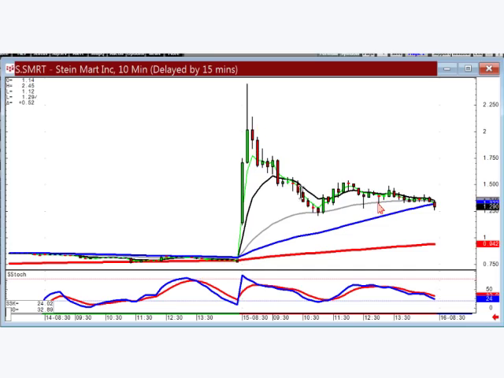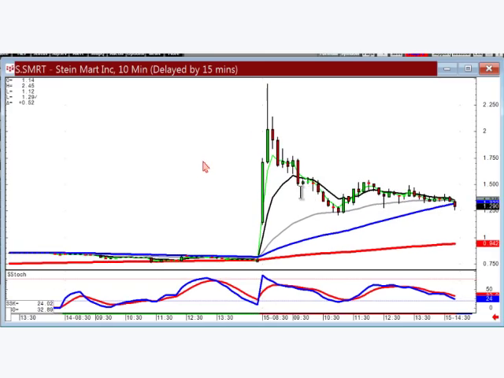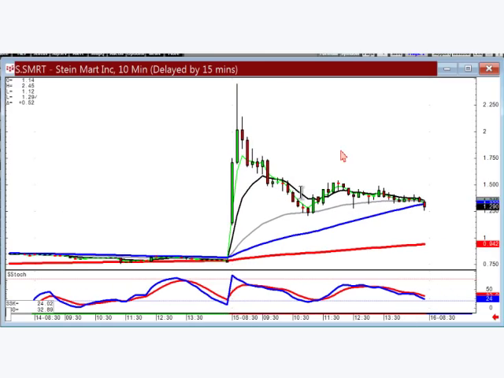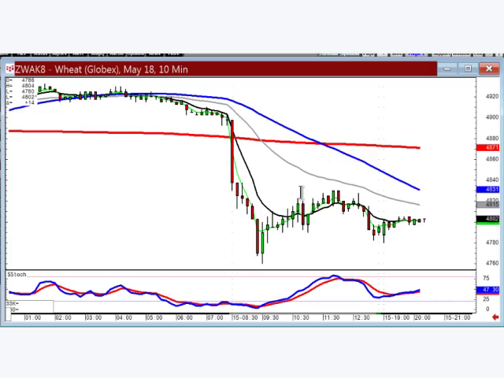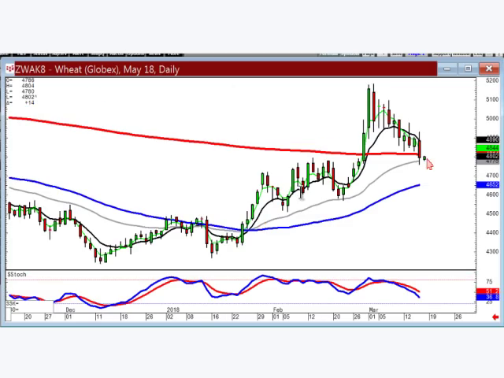Oh, is that they the ones on the wheat research? Whoops. We've been short wheat because it's still trading down below the T-line. Too late to buy. Oh, which one was that? On Smart.